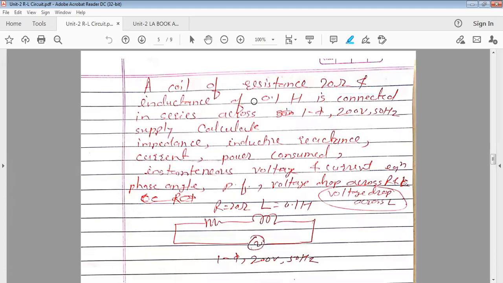Now L is given to you. Can you calculate XL? Yes, ma'am. Okay.